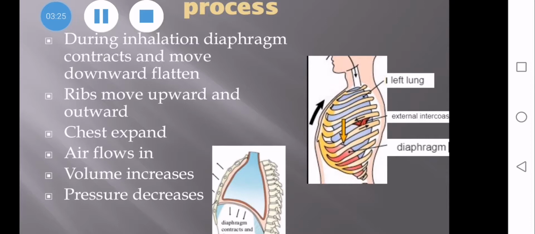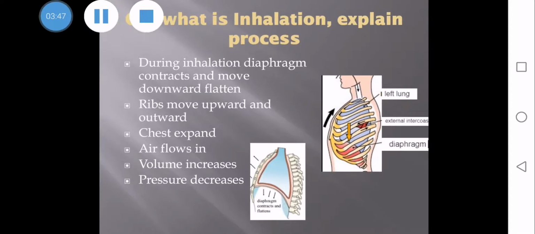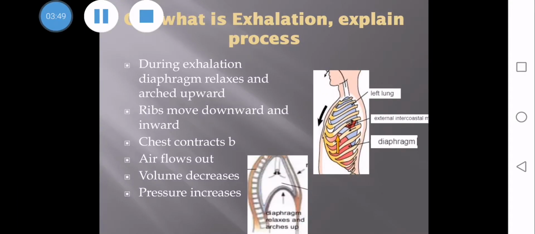The chest will expand. This causes the air to flow inside, and the volume of the thoracic cavity will increase and the pressure inside the thoracic cavity decreases, so that it is now less than the external air pressure. In the next slide you can see the exhalation process, where the air coming out of the nostrils carries the carbon dioxide.